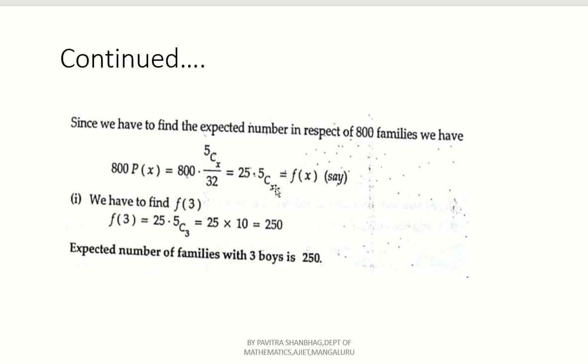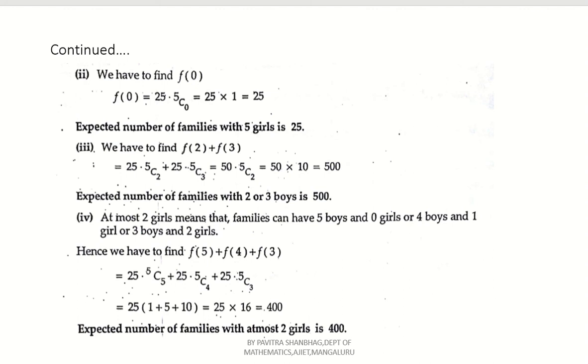Now, here we are mentioning x represents the number of boys in a family. Okay. What is given here? Find the families having 3 boys. So, just replace x by 3. So, what you will get? 25 into 5C3, that is 250. So, 250 families are expected with 3 boys. Right? Now, next case what is given?